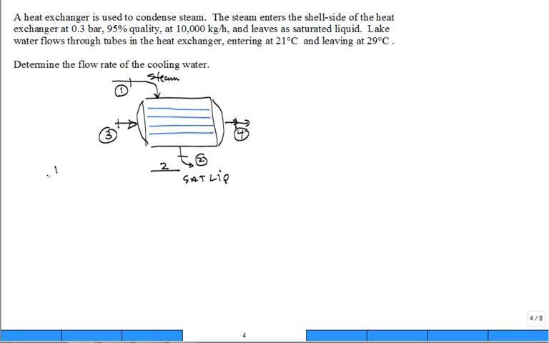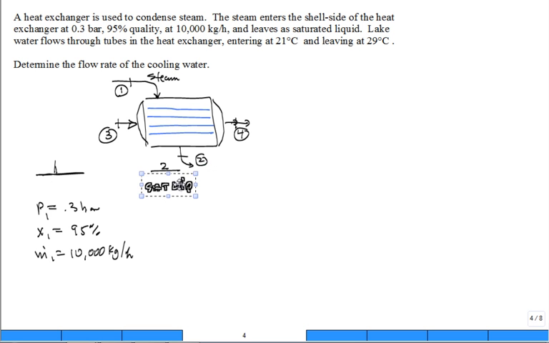What about the description of state 1? How would you describe state 1? Well, it enters at a pressure of 0.3 bar and a quality of 0.95, 95%, and at a mass flow rate of 10,000 kilograms per hour. Using that information, how would you describe state 1? Is it saturated liquid? What is it, state 1 description? It's two-phase. Liquid vapor mixture. True? Isn't that what it is?